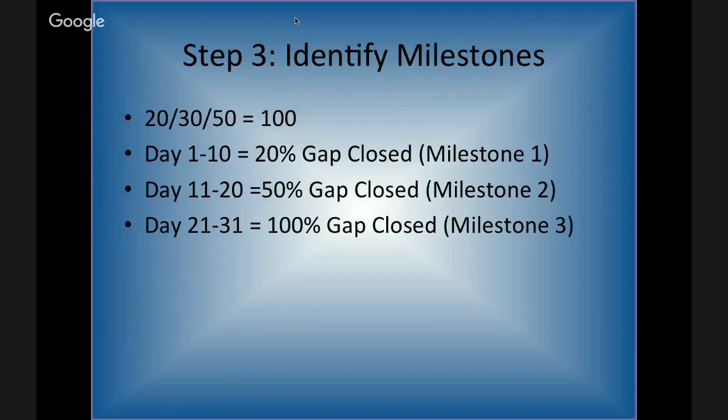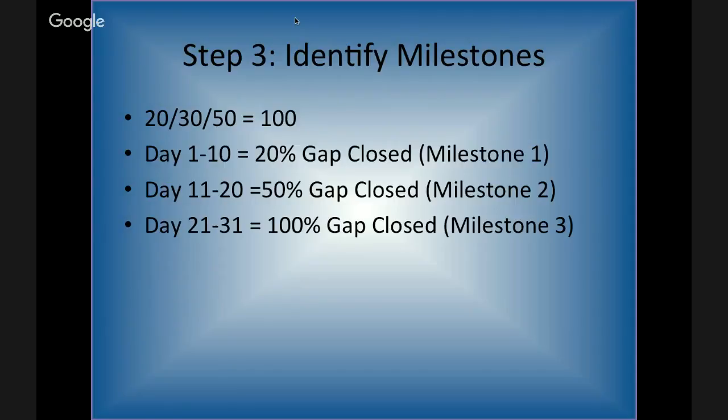All right. So our next step is going to be to identify our milestones. And that's determining what are indicators to know that we're on the right track. So we can use the 20, 30, 50 rule, which means that from day 1 to day 10, we can expect to close 20% of that gap, which is our first milestone. In day 11 to 20, we can expect to have 50% of the gap closed, or be halfway to our goal, which is milestone number 2. And day number 21 through 31, we should have 100% of that gap closed, meaning that we've reached our target.